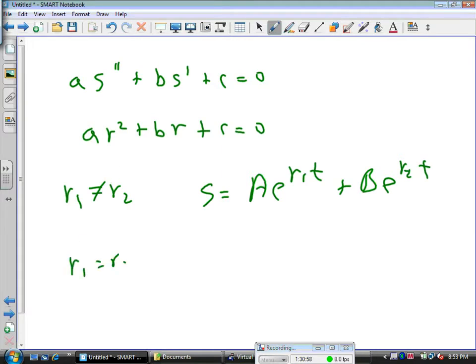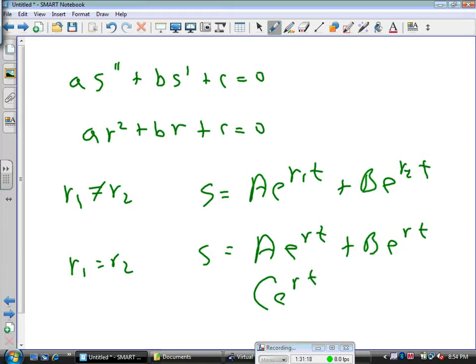But what if they're the same? That's a problem. If they're the same, this really doesn't make a lot of sense. Right? Because it's just adding 2 terms that are the same. You're just going to get a plus b of the same thing. So that's the same thing as saying this. That's not two terms. I need two terms. That's a weird case. It's a special case. Okay?